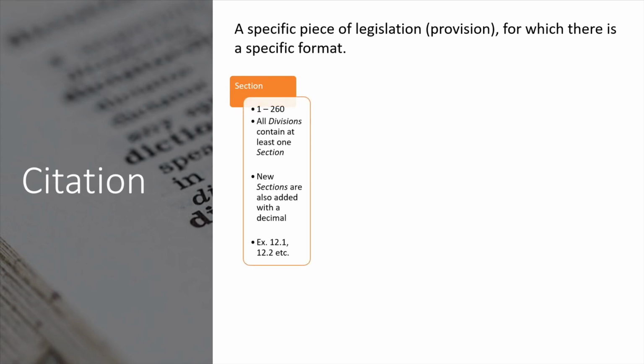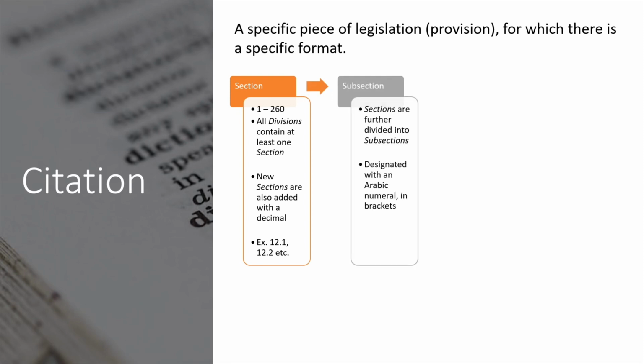So let's quickly review the concept of a citation. A citation is a specific piece of legislation or provision for which there is a specific format. You know that there is a section, and I've written 1 to 260, but I think it's much more than that, to 281. All divisions contain at least one section. New sections are added with a decimal. So if the legislators needed to add something between section 12 and section 13, they would go to 12.1 or 12.2.